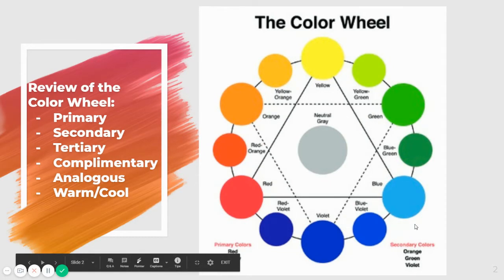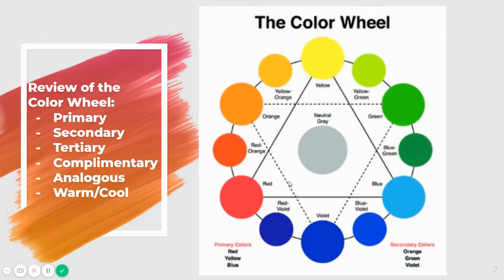of color theory. So here we have the primary colors, which are red, yellow, and blue, and we have secondary colors, which are orange, green, and violet. You might remember that the secondary colors are made when you mix primary colors together, so red and yellow make orange. Yellow and blue make green, and blue and red make violet.